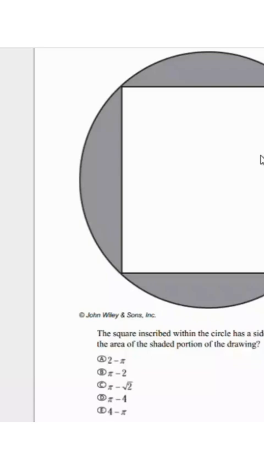So the first thing is to find the area of the square, given that the side is root 2. So what is the area? Area of a square. Don't forget that a square is also a rectangle. Base times height, length times width, length times breadth. So the area is root 2 times root 2, which is 2.